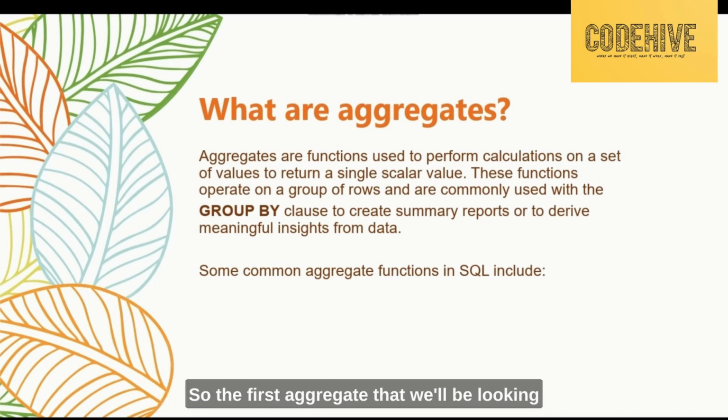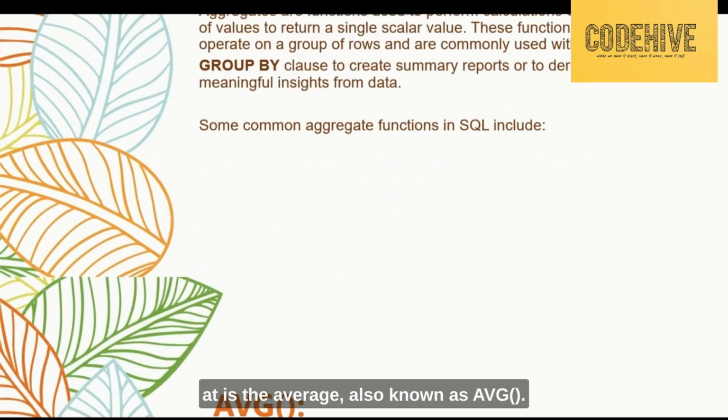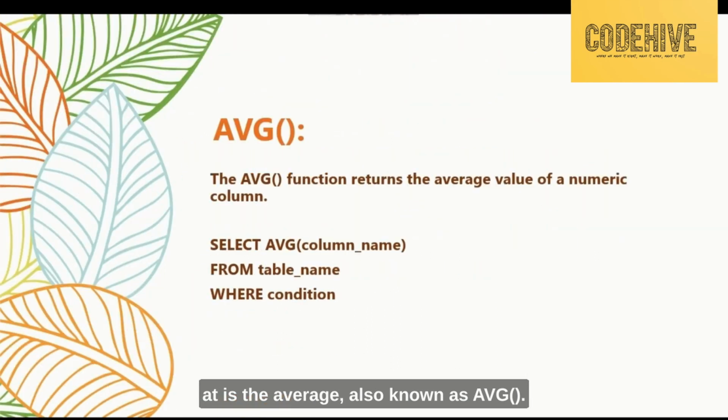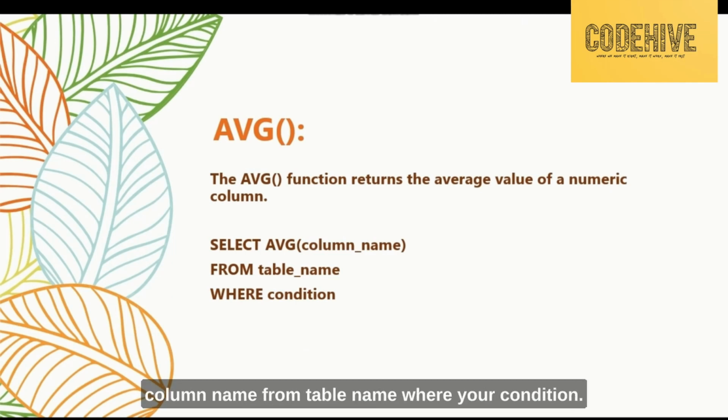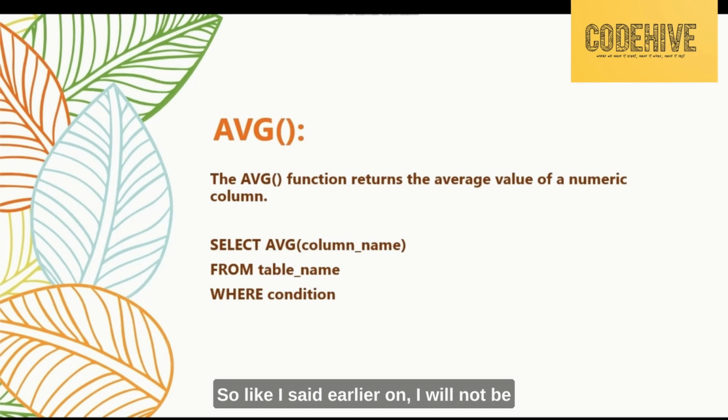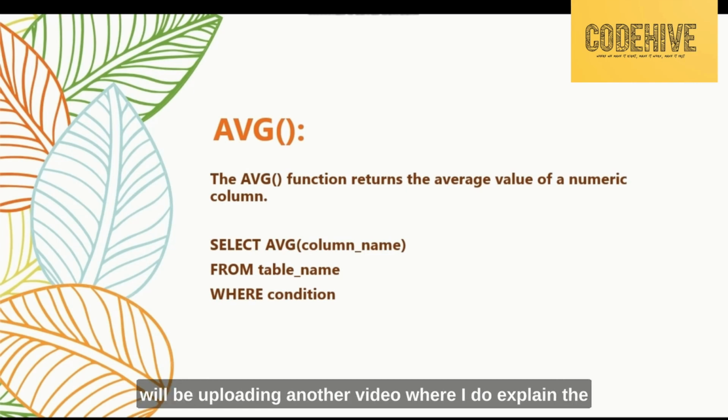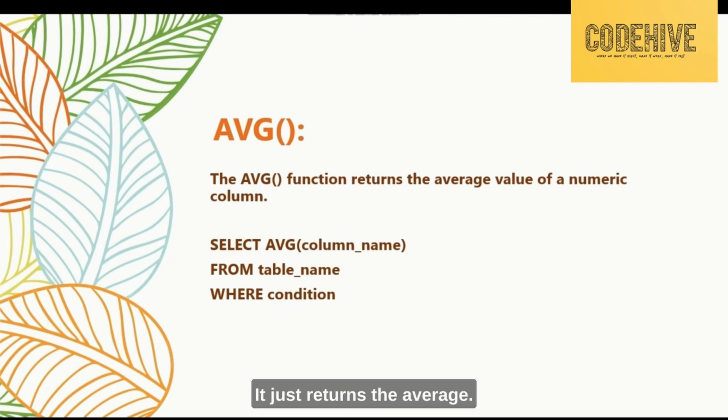Okay, so the first aggregate that we'll be looking at is the average, also known as AVG. This is used to return the average value of a numeric column. So the simple syntax: select average and then your column name from table name where your condition. Like I said earlier on, I will not be using the group by clause for this video, but I will be uploading another video where I do explain the same examples using the group by clause. So this is pretty straightforward. It just returns the average.